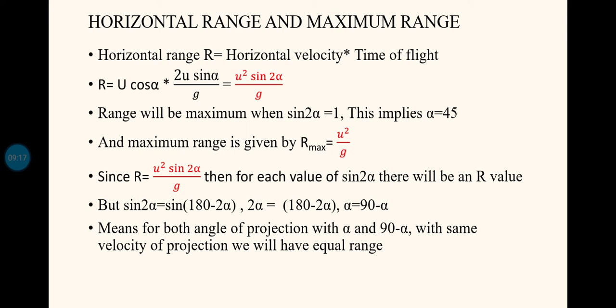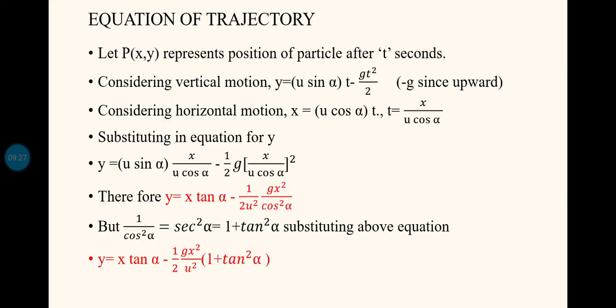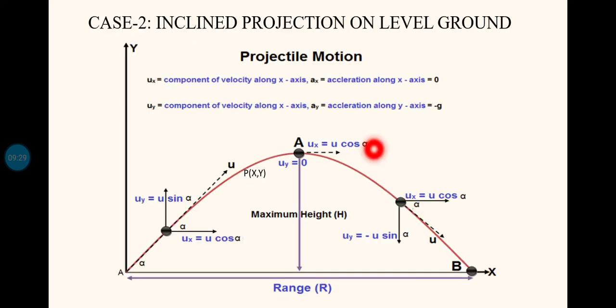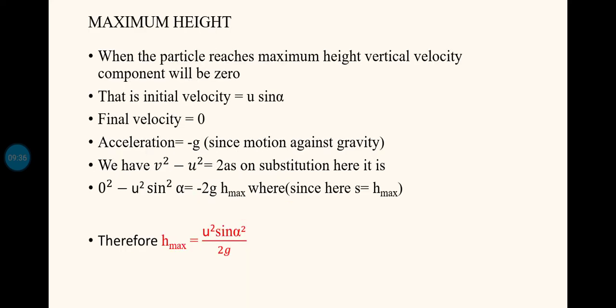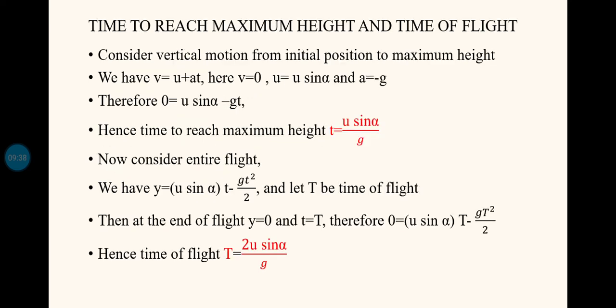Now next one is horizontal range and maximum range. Horizontal range means the horizontal distance travelled by the projectile during the entire motion. So this is the horizontal range. This one is the horizontal, from here to here. This is the horizontal range. So the time taken by the projectile from initial point to final point is time of flight, capital T.